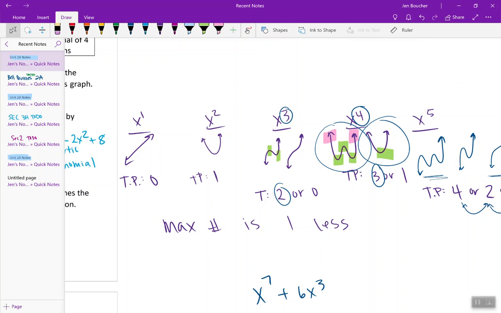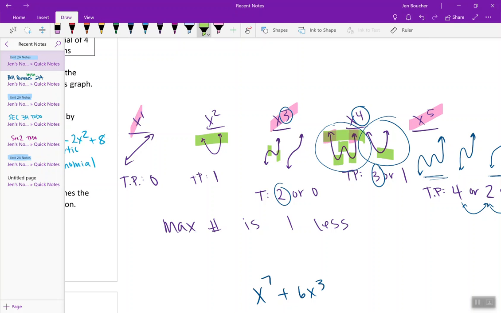What do you notice about all of my odd functions? There's one going up and one going down. Yeah, they're going in opposite directions, right? So the odd functions go in opposite directions. The even functions, they go in the same direction.